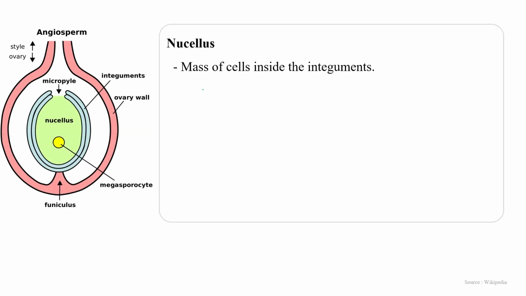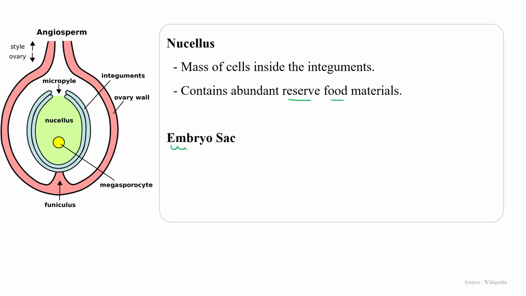Clear? Now nucellus. Nucellus is a mass of cells present inside the integument. These are the integuments, outer integument and inner integument, and the mass of cells present inside the integument is known as nucellus. Here this location is known as micropyle, just opposite the chalaza, right? So nucellus is this area, a mass of cells present inside the integuments. It contains abundant reserve food material.